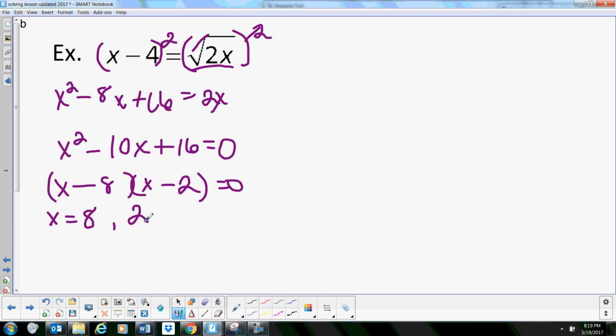Now, we need to go back and check these and make sure these both work. So let's plug in 8. 8 minus 4, is that equal to the same thing as the square root of 2 times 8? So that's going to give us 4 is equal to the square root of 16, which is indeed 4. So that one looks good.